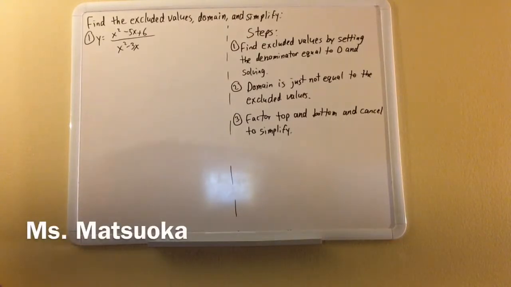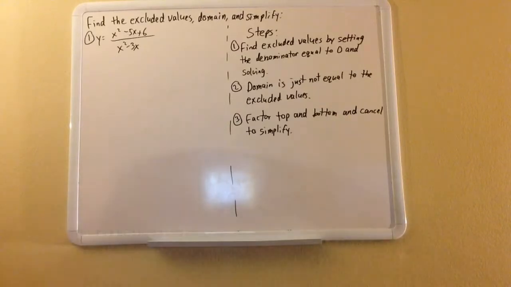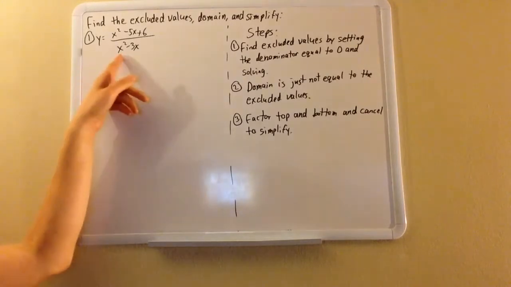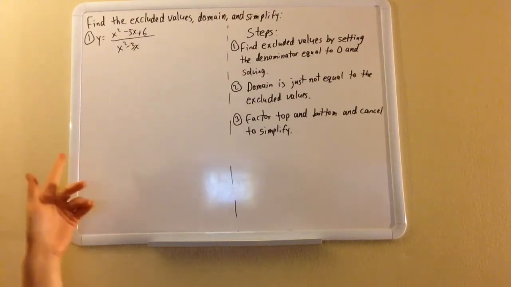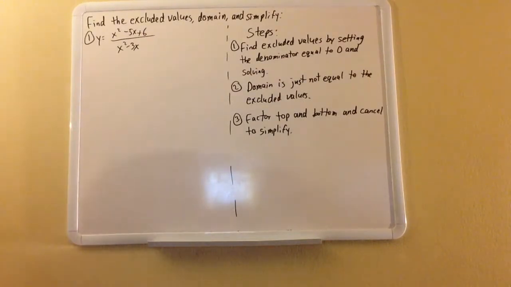They're numbers that you exclude from the domain. So you don't want the denominator to equal 0 because you can't divide by 0. So we want to exclude anything that makes the denominator equal to 0. That's why we're going to set the denominator equal to 0 to find our excluded values first. So first we do the excluded values by setting the denominator equal to 0.